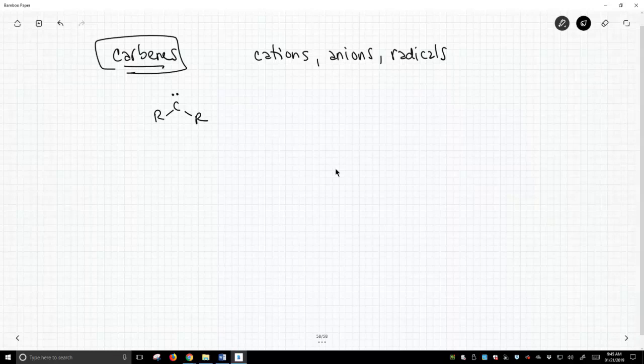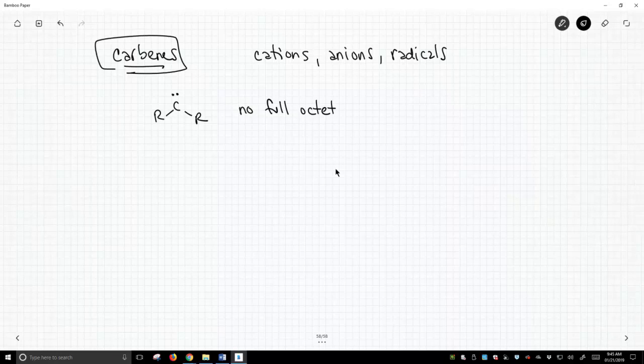Now, if you go through the formal charge count, you will find that this carbon has a formal charge of 0. It also doesn't have a full octet. So this thing is kind of reactive. Carbenes aren't very commonly encountered, but they do exist.